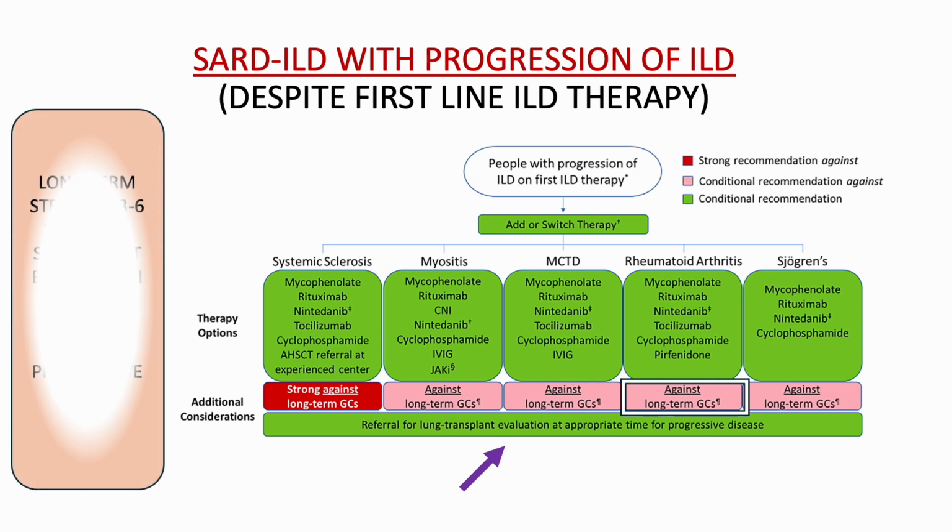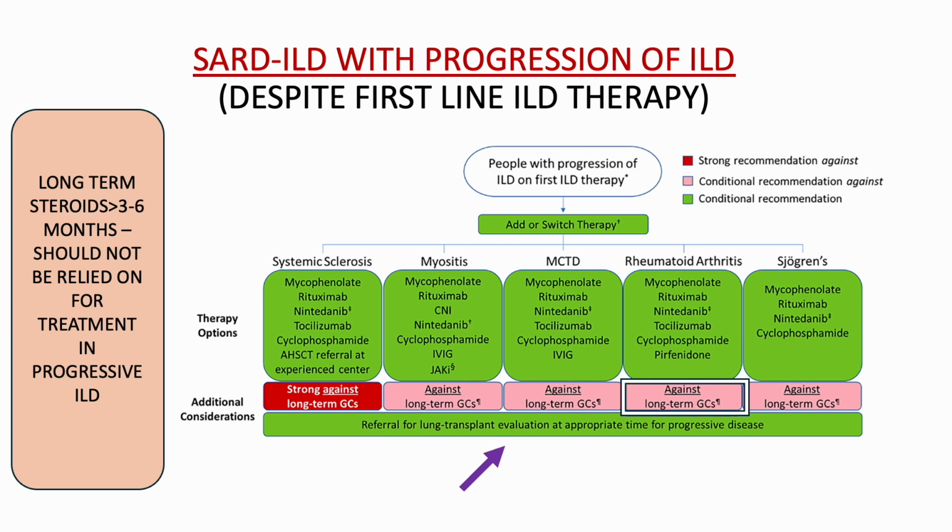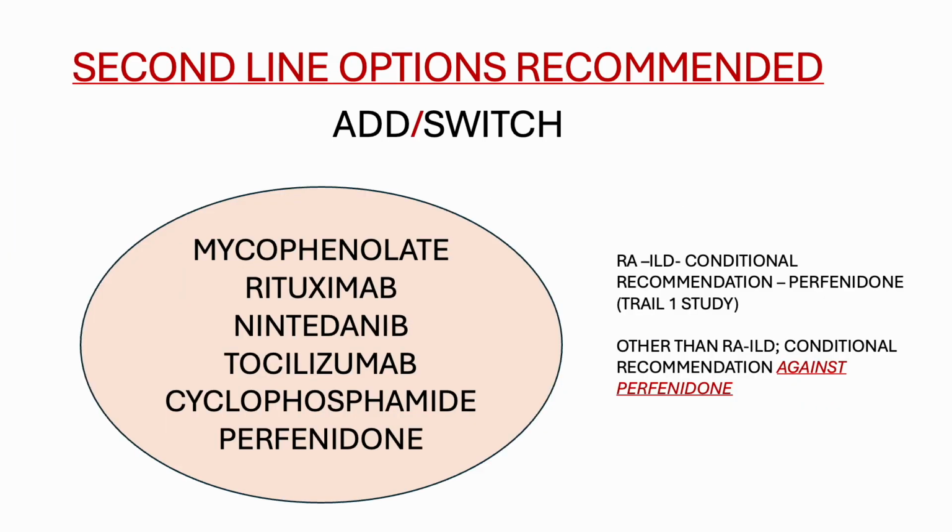Should you give this patient steroids for long term? This is not improving. No, we should avoid long term steroids more than 3 to 6 months. So, once a patient is already progressing, it's time to give dual immunosuppression rather than continuing steroids. Also, a good time to refer the patient for lung transplant for evaluation.